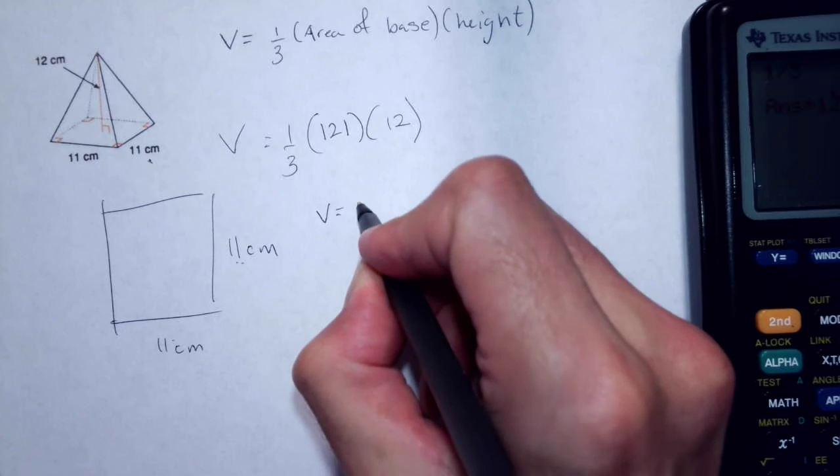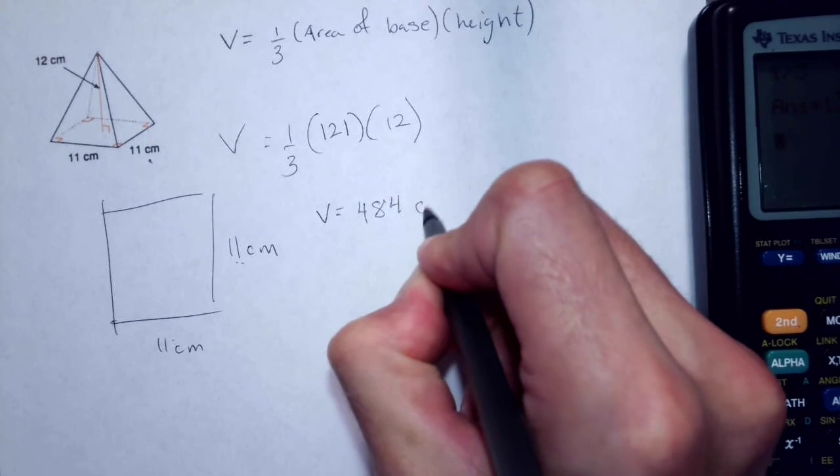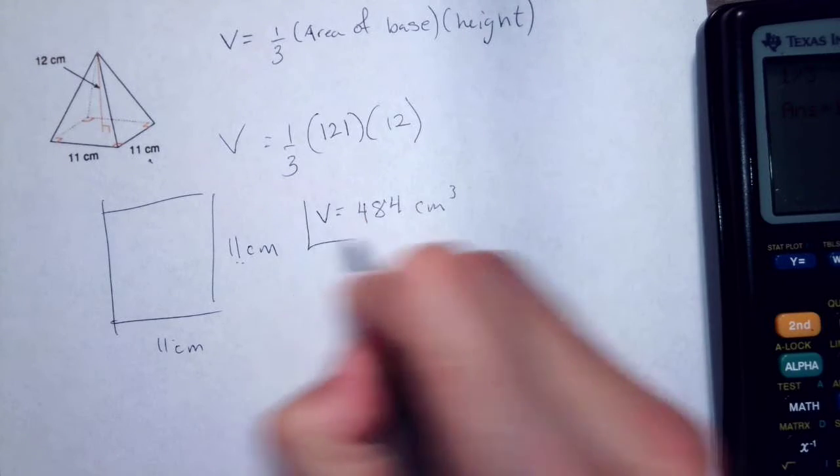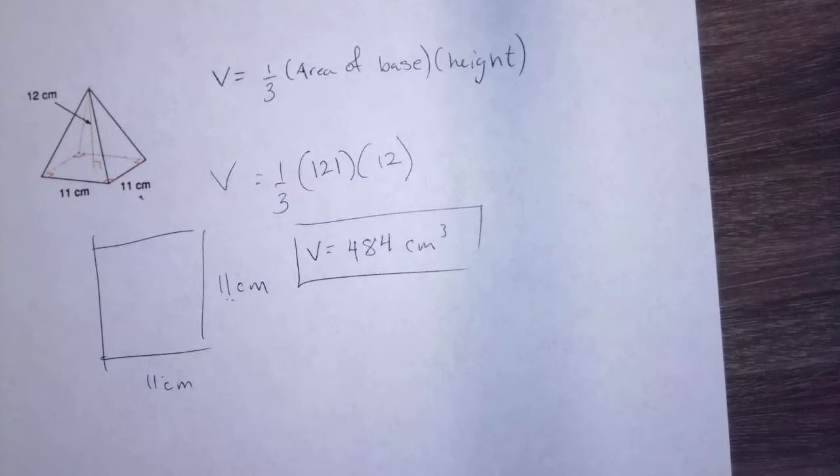So 484 centimeters cubed, and that's all that you're doing. It's 1/3 times the area of the base times the height.